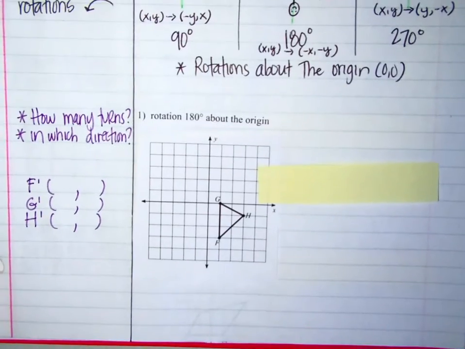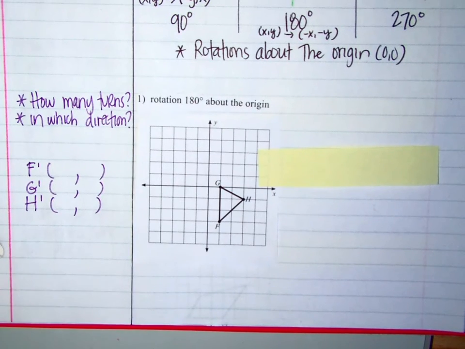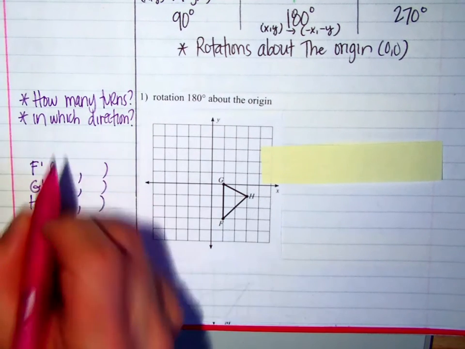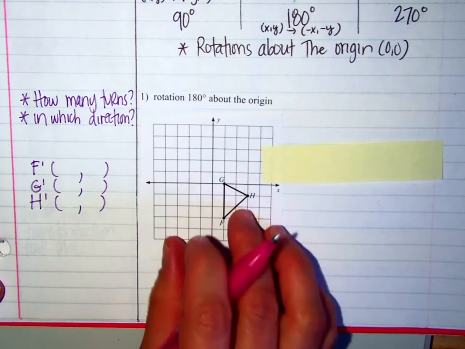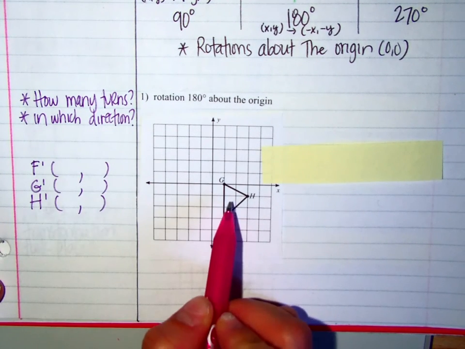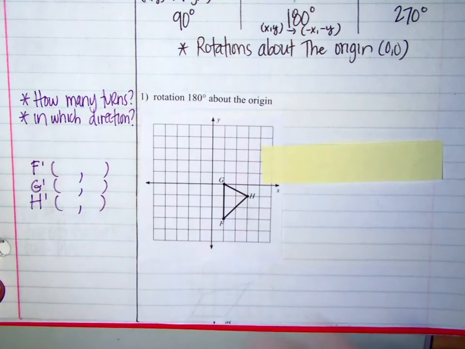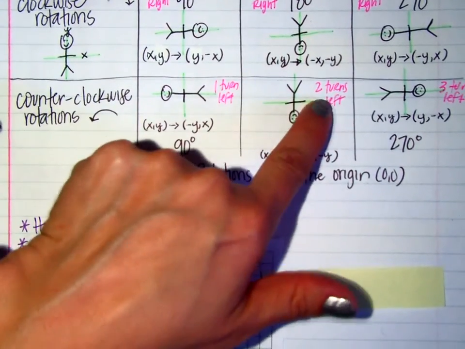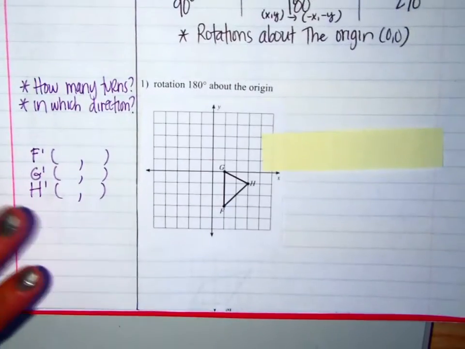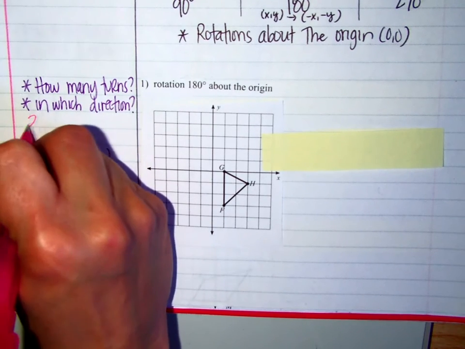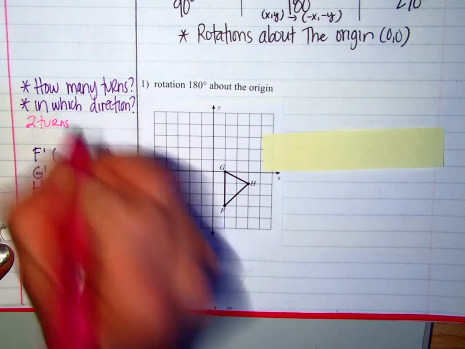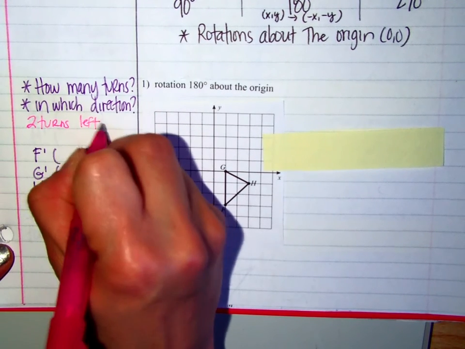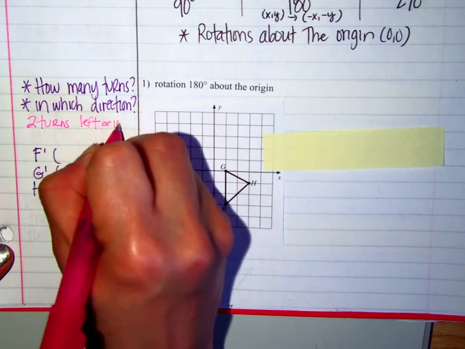For the sake of this video, I'm going to be going counterclockwise. So I'm going to be turning in the left direction, and I want to go 180 degrees, and if I go back to my chart, 180 degrees is 2 turns. Okay, so I'm going to write that down so that I know this is 2 turns, and I'm going to go left or right. It's up to you for this one.